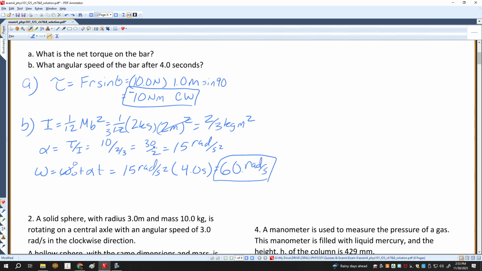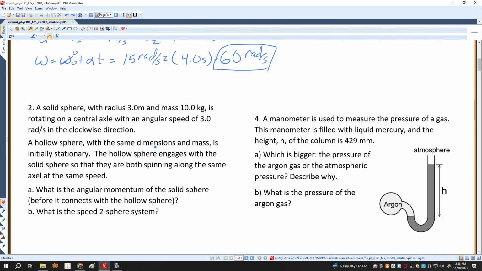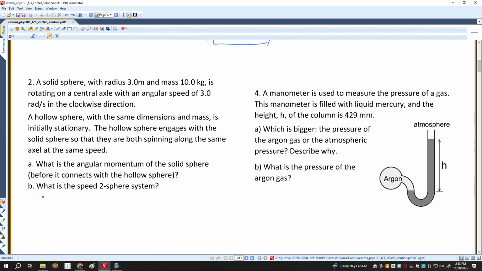And then the second part, I have a solid sphere with a radius of 3 meters and then a hollow sphere with the same dimensions and mass. I want to know the angular momentum of the solid sphere. Let's go ahead and just determine the moments of inertia for both of these.